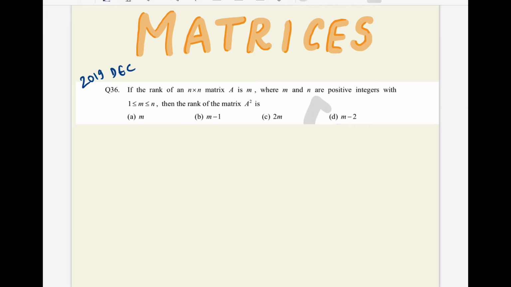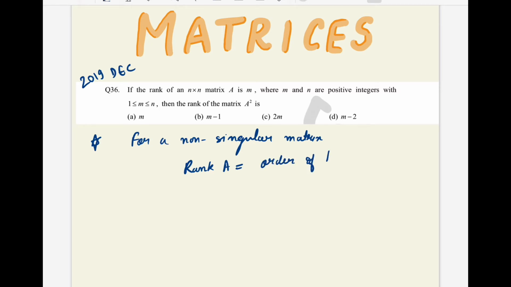So what do we get from this question? First we should know what the rank of a matrix is. The conceptual thing is, if it is a non-singular matrix, meaning whose determinant is not equal to 0, then for a non-singular matrix, rank A is the order of the matrix A.